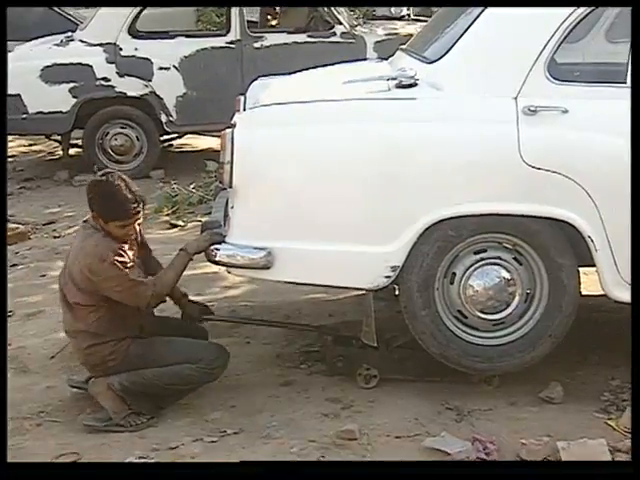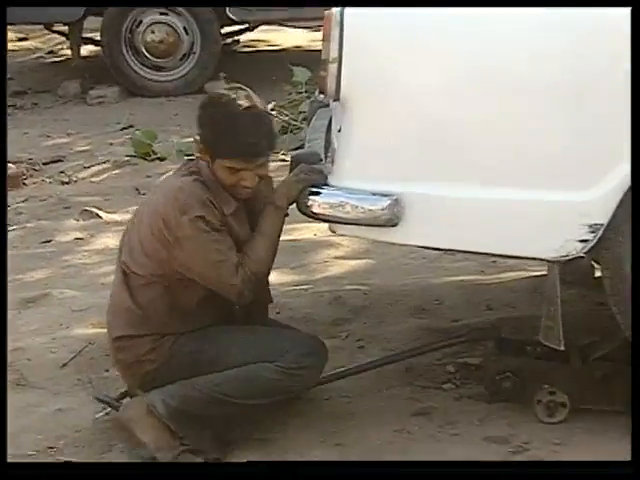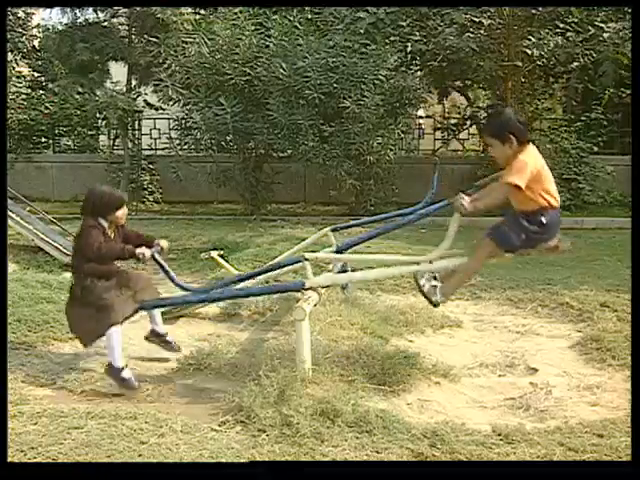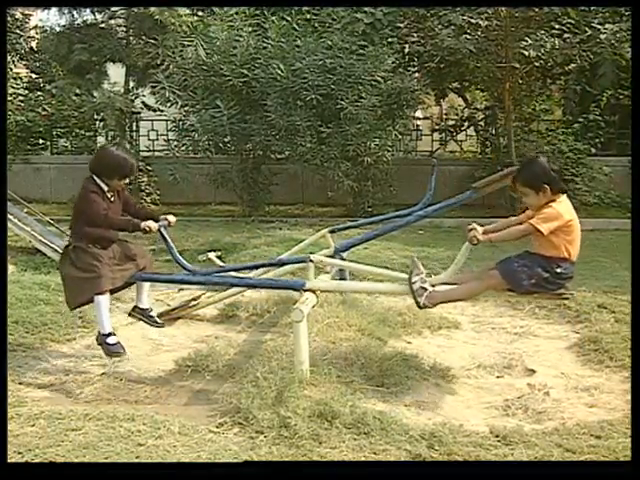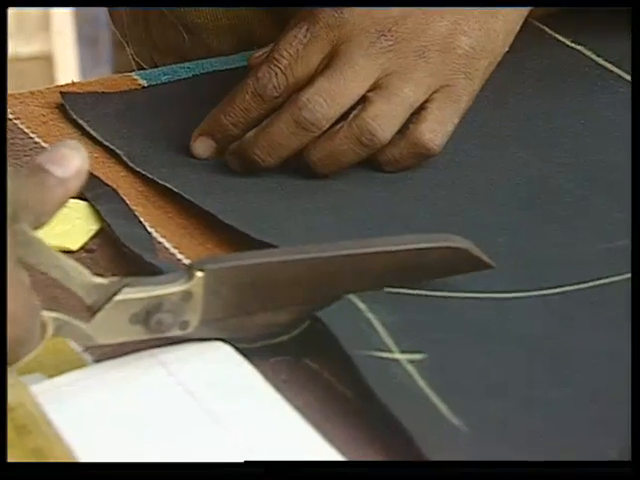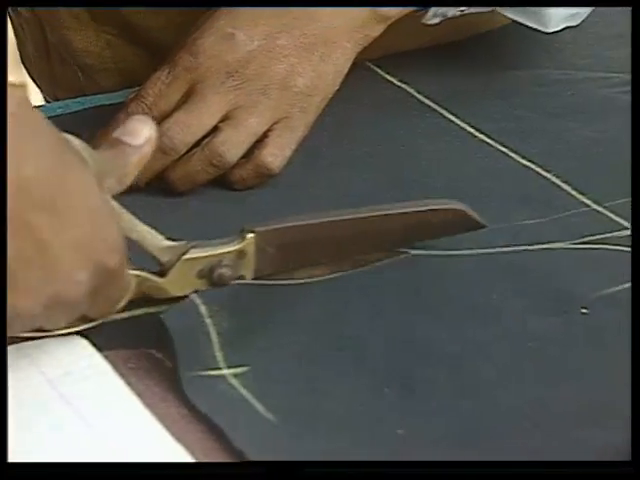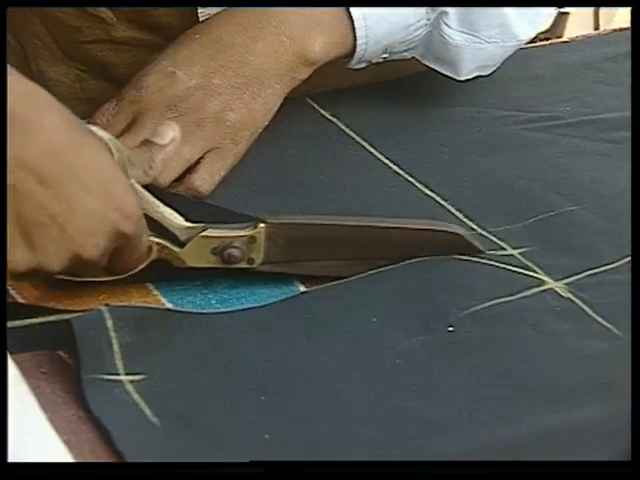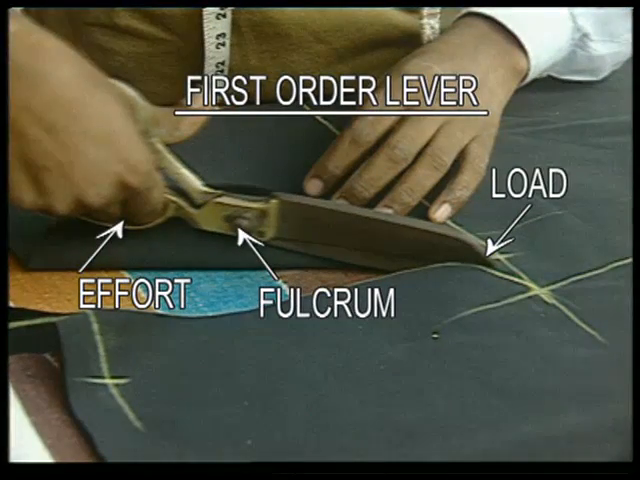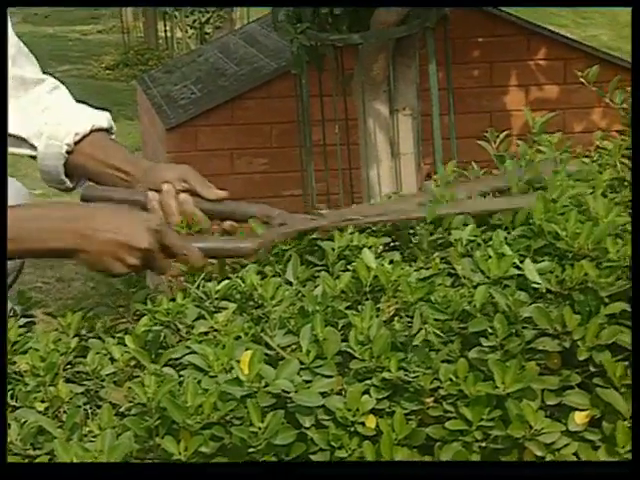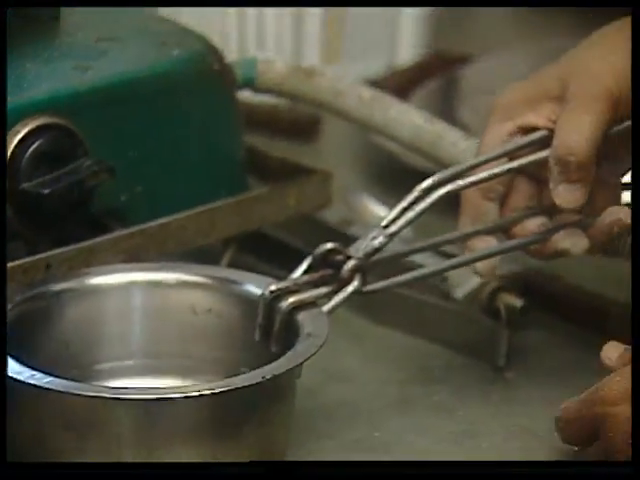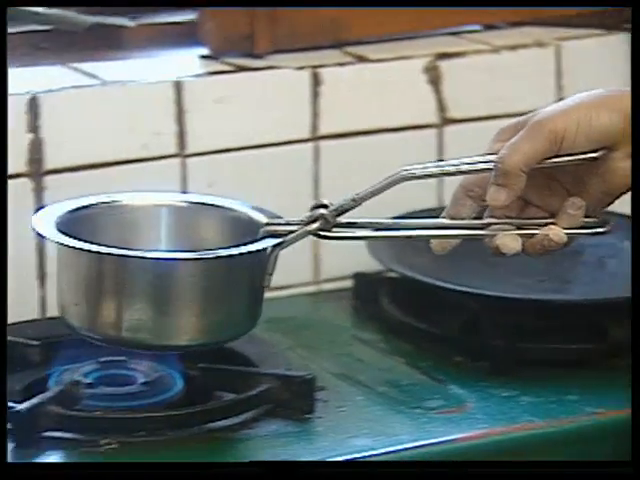Here are some more examples of levers. Notice that in all these cases, the fulcrum lies between the load and the effort. Levers in which the fulcrum lies between the load and effort are called first order levers. Simple machines like scissors, pakad, and crowbar are levers of the first order.